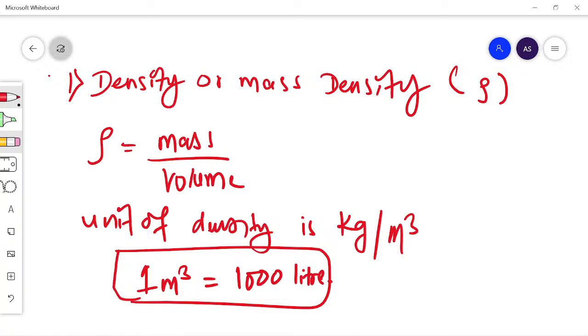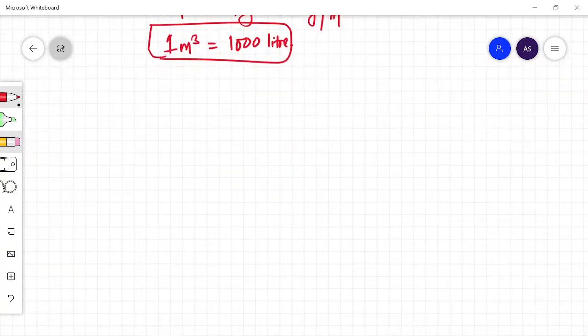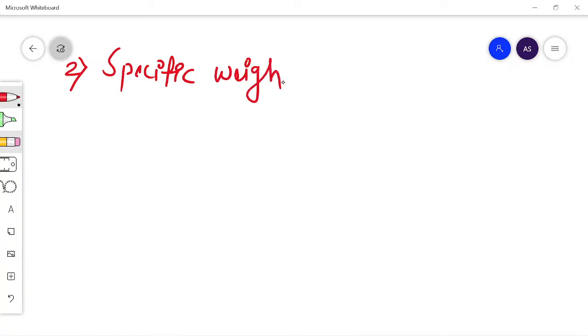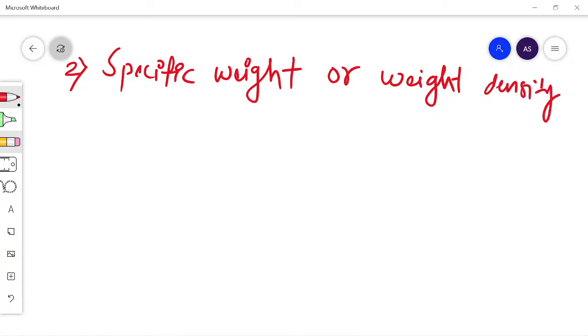Another one is the specific weight, or weight density, same as the mass density. One important thing you need to understand is that in each and every term, if the question asks for the energy density, mass density, weight density, or force density, you don't need to do anything special.